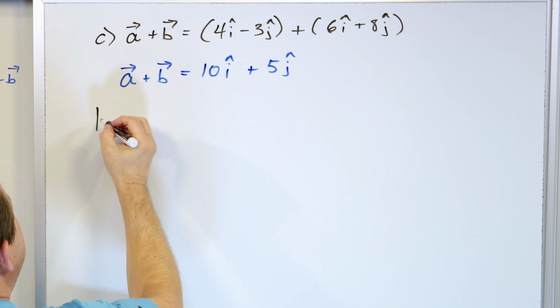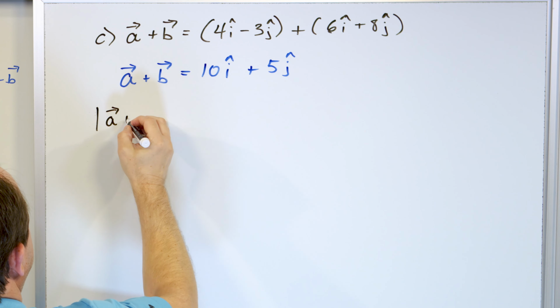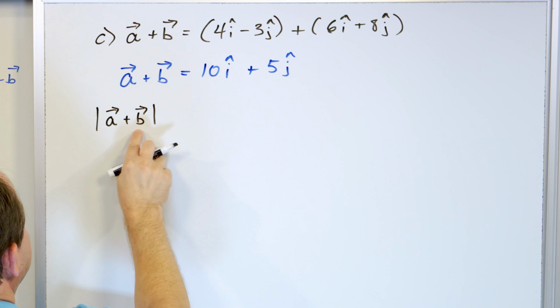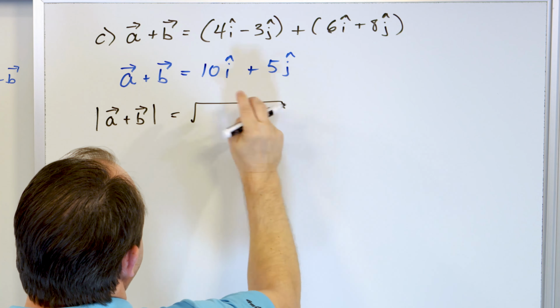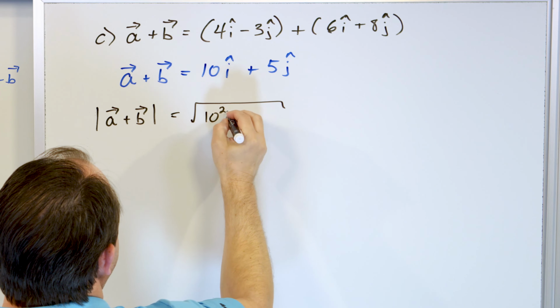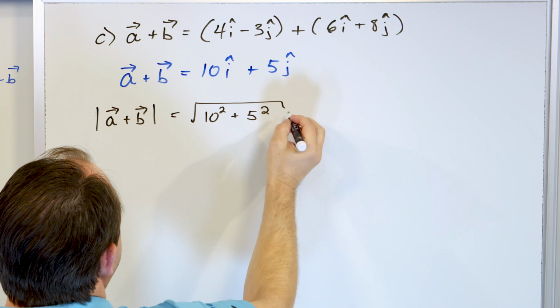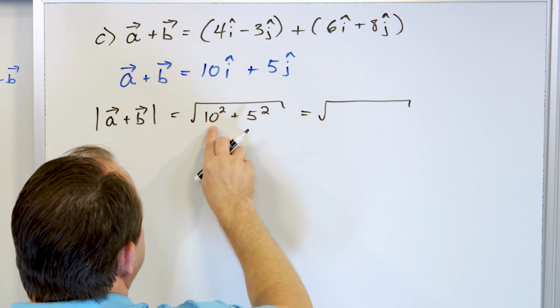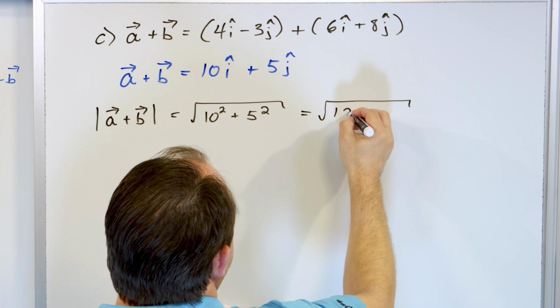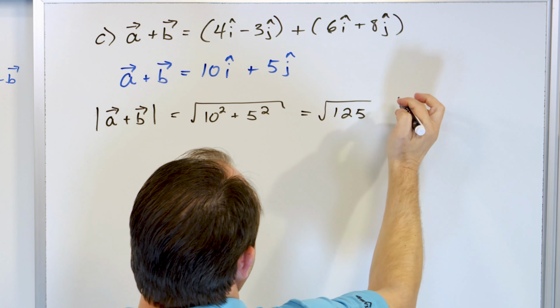So, what is the magnitude of this vector? When I add these vectors together, they form a new vector. What is its magnitude? Well, it's the square root of the components squared. 10 squared plus 5 squared. And so what am I going to have? It's going to be the square root of 100 plus 25. That's easy enough. I think we can all just do that in our head.